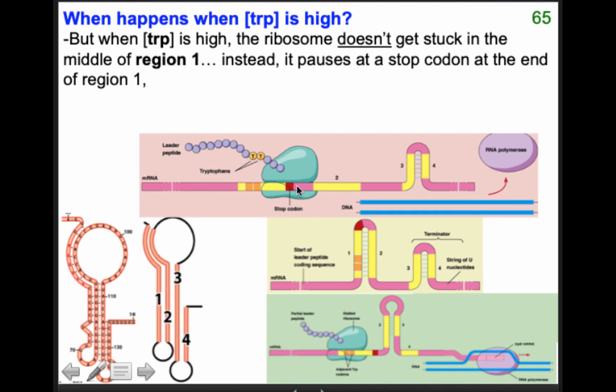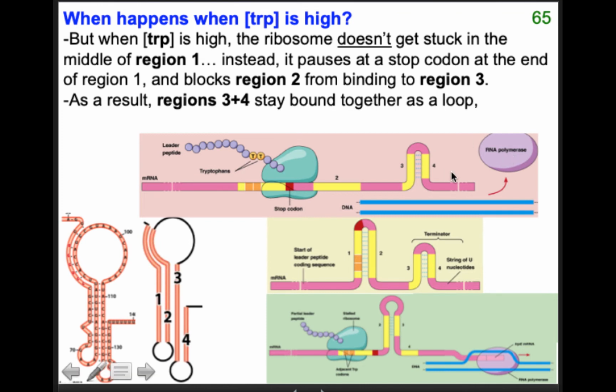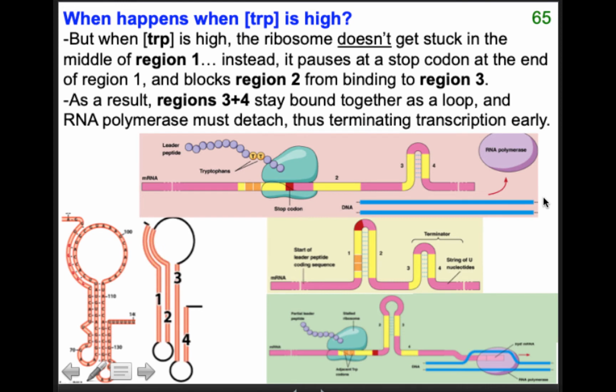of region 1. So as it stops here further down, it not only blocks region 1 from binding anything, it also blocks region 2 from binding to region 3. So since region 2 and region 3 are no longer bound together, region 3 is free to bind to region 4. So again, this loop between 3 and 4 stays bound together, and therefore RNA polymerase can no longer back up into region 4 in order to find a GC pair in order to continue transcription.